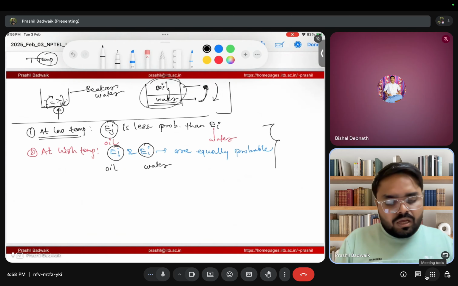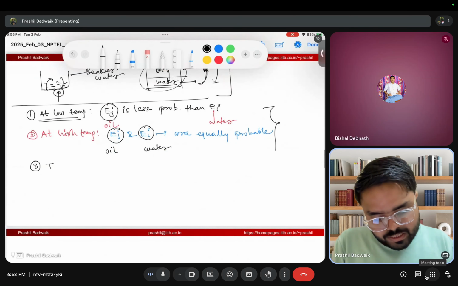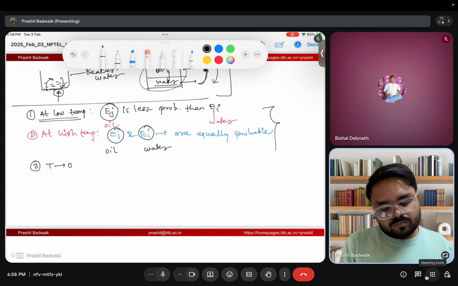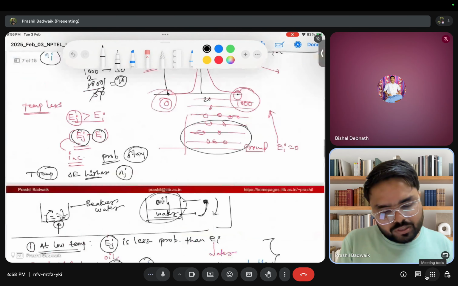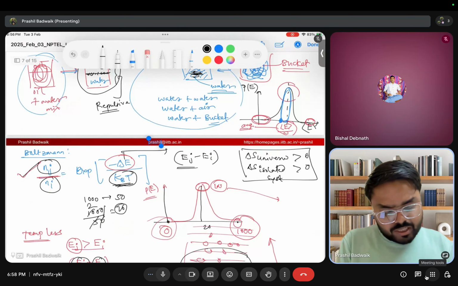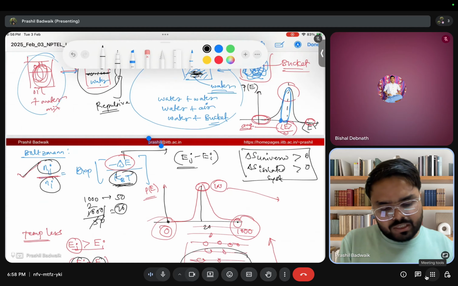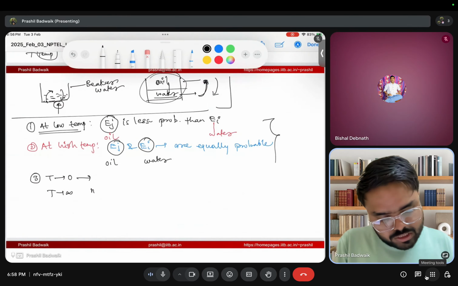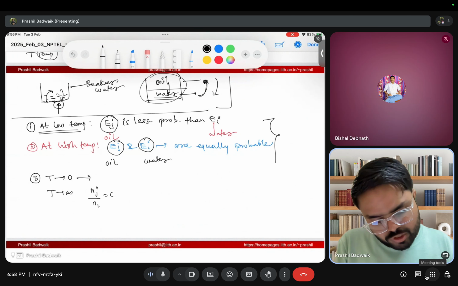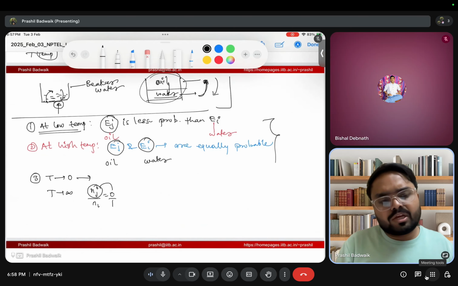Then there were some extreme cases that we saw, when temperature is tending to zero and when temperature is tending to infinity. When temperature is tending to zero, you can just put this value over here. Temperature is tending to zero, so this value will be infinity, right? E power infinity is infinite, e power minus infinity is zero. That means Nj divided by Ni is equal to zero. That means the number of molecules in this higher energy state is zero. Lesser number of molecules are there, right?